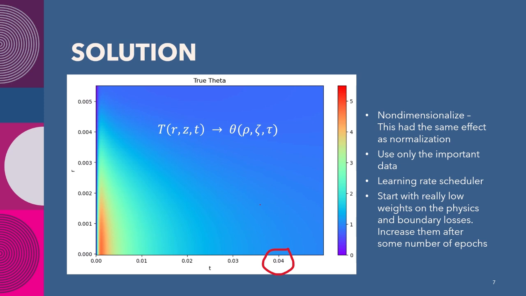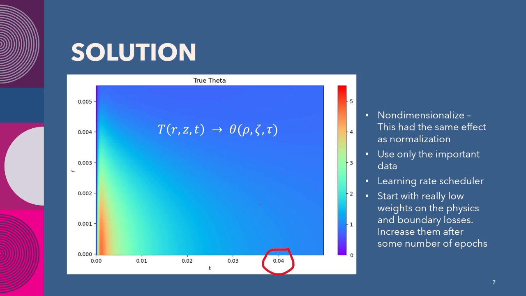Additionally, I had to non-dimensionalize the temperature in order to get my optimizer actually working. So I took temperature with radius, z, and time to theta, which has rho, zeta, and tau, which are all non-dimensionalized, so that they fall between 0 and 1. Doing that helped my model a ton. Reducing the amount of data I was using also helped my model a lot. And then, as I said, I needed to have a ton of collocation points toward the beginning of the time period. And I also needed a ton of collocation points at the top of the sample, because that's where the laser is actually being absorbed, and your volumetric heat source is strongest there and is basically non-existent in the bulk of the sample.